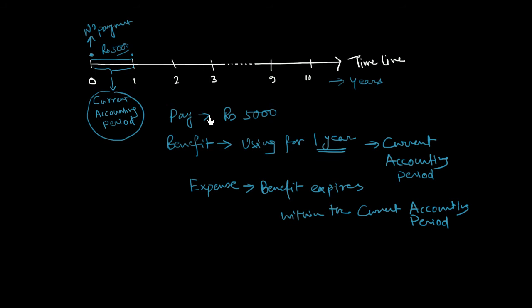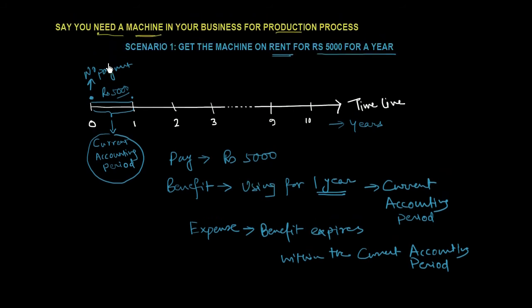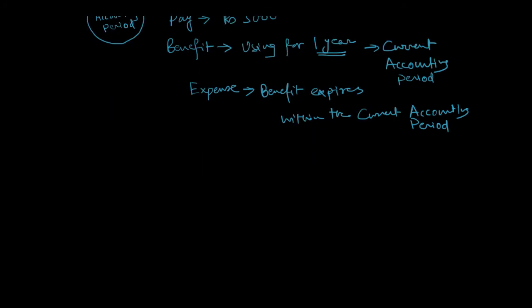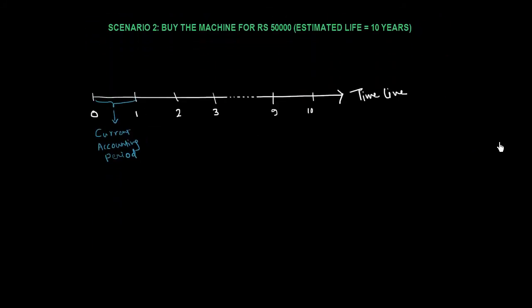And in no case do you get the ownership of the machine, because you have taken it on rent. For this benefit you need to pay something, which we have seen is rupees 5,000. This was scenario 1, which we have said is a case of an expense. Now let us come to scenario 2.